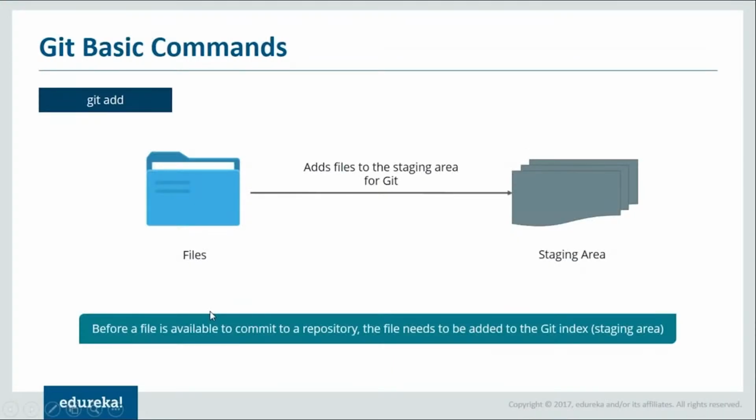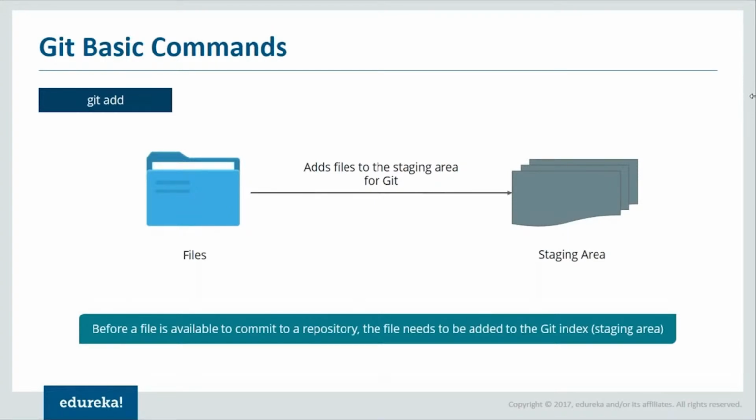Let's talk about git add now. So git add basically adds all the files to the staging area for Git. Now Git doesn't track each and every modified file. So whenever you do the commit operation, Git looks for the files present in the staging area. Only those files present in the staging area are considered for commit and not all the modified files.